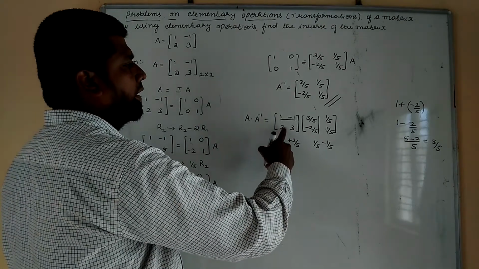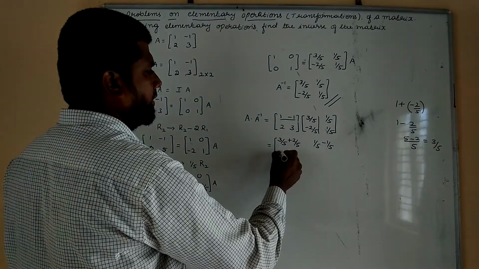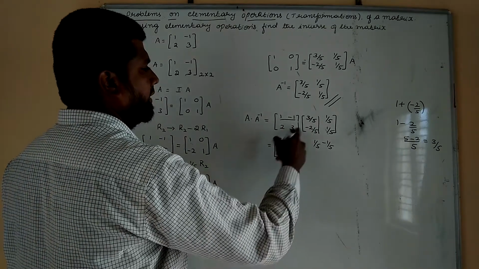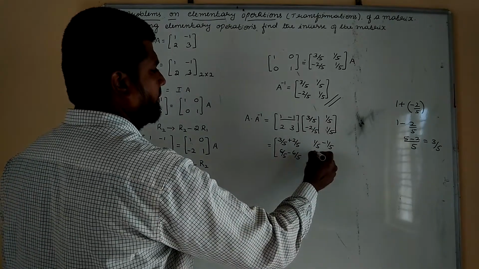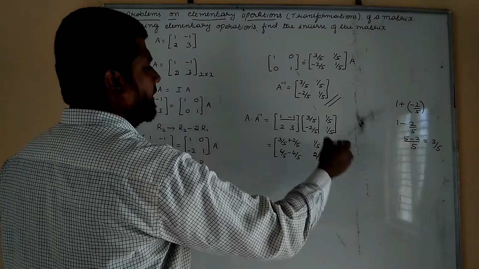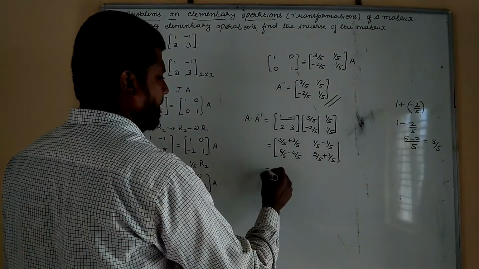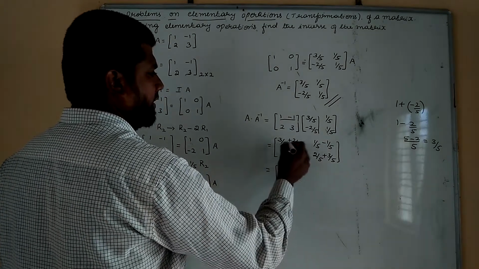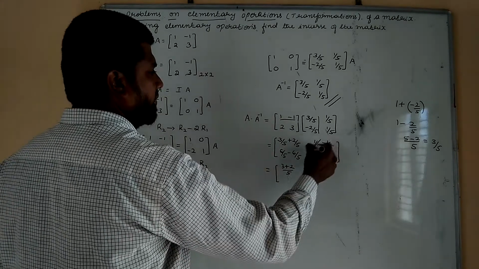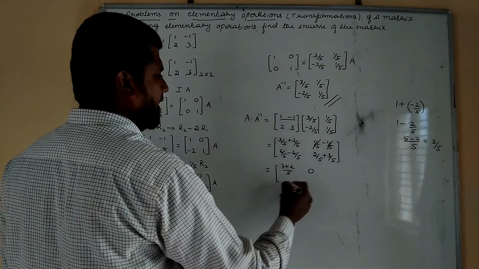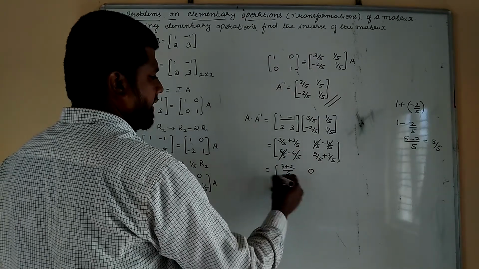The next, second row first column: 2 into 3, 2 3s are 6, 6 by 5, then 3 2s are minus 6 by 5, then 2 1s are 2 by 5, then 3 1s are 3 by 5. So here the denominators are same, LCM is 5, 3 plus 2. So plus 1 by 5 minus 1 by 5 get cancelled, you are getting 0. 6 by 5 minus 6 by 5 get cancelled, you are getting 0.